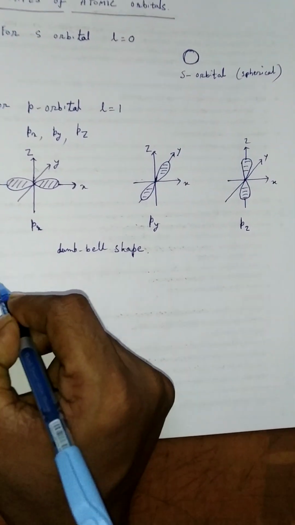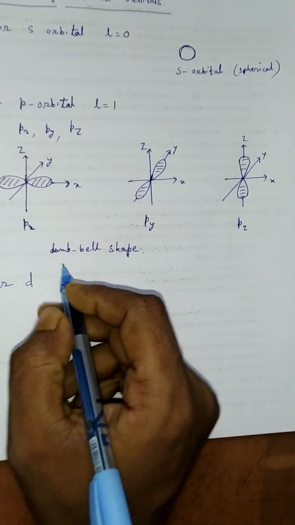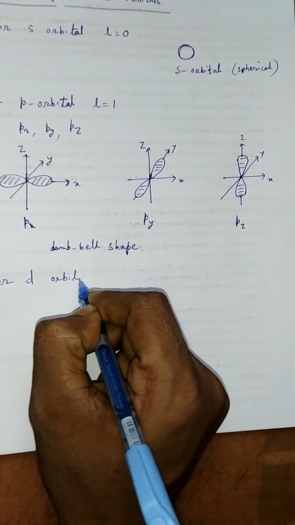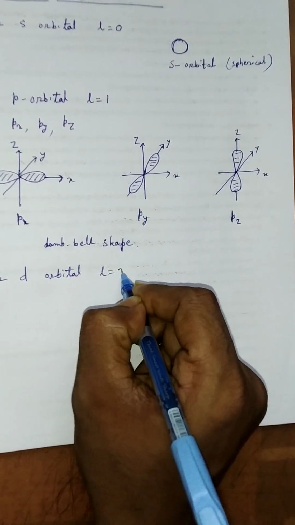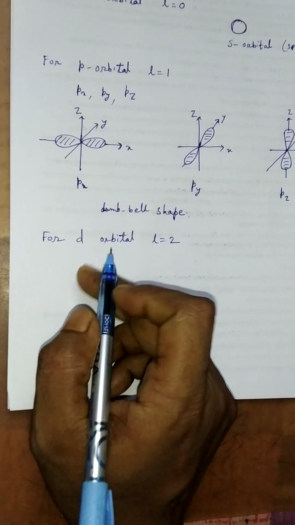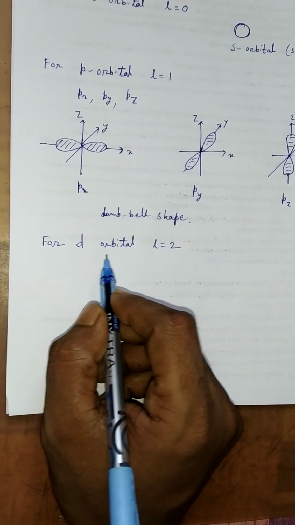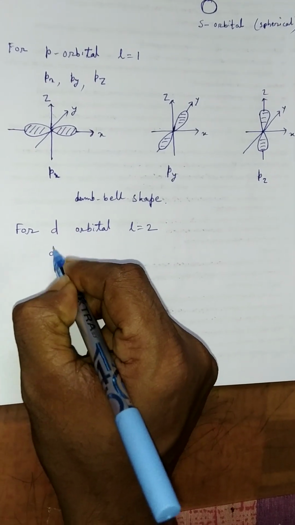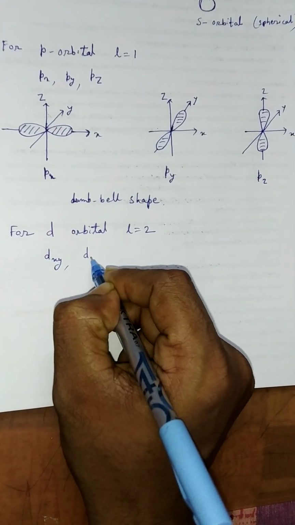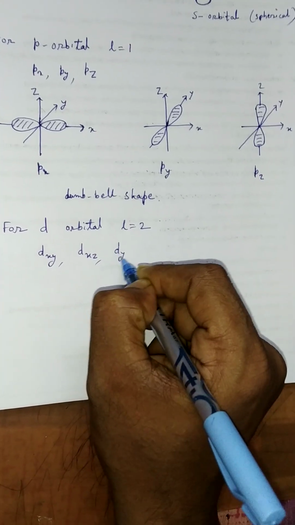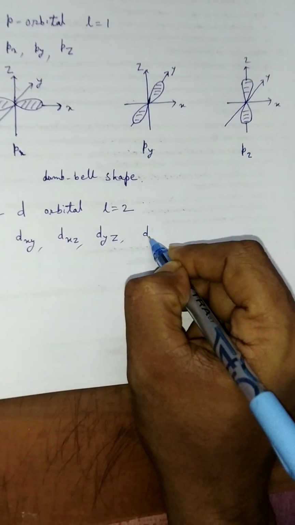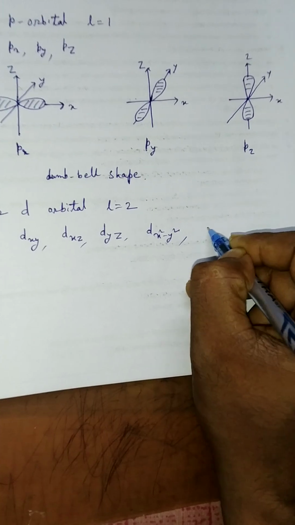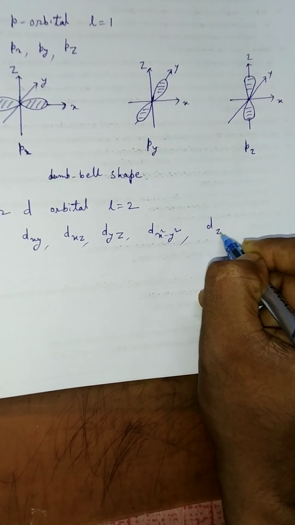Next, for d orbital, L value equals 2 and d orbitals are, we know, dxy, dxz, dyz, dx square minus y square, dz square.